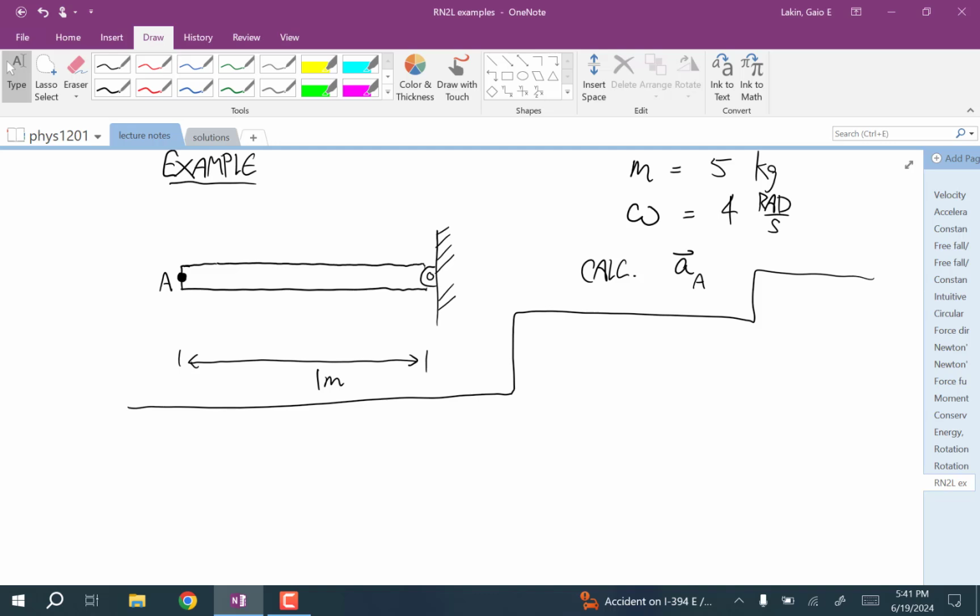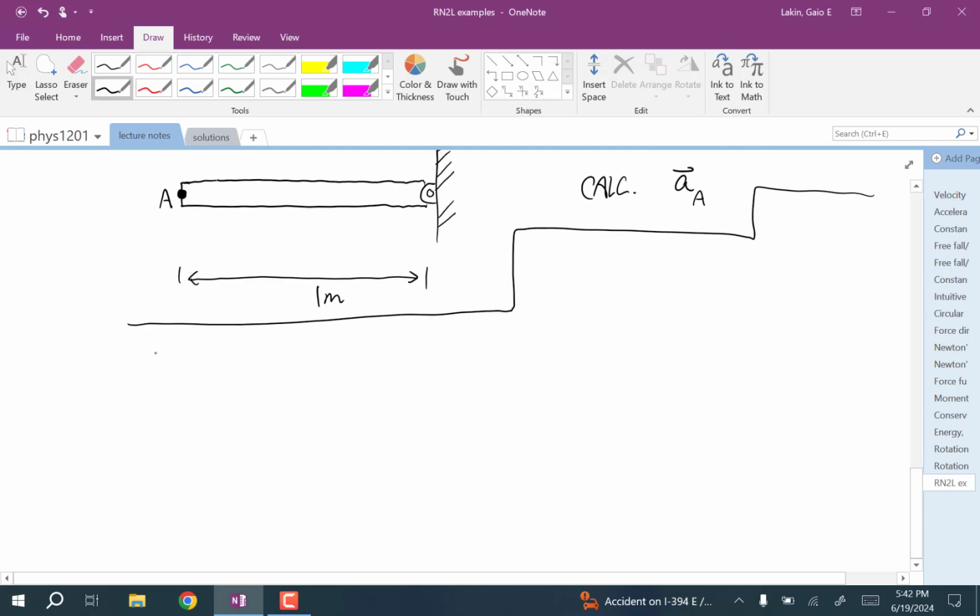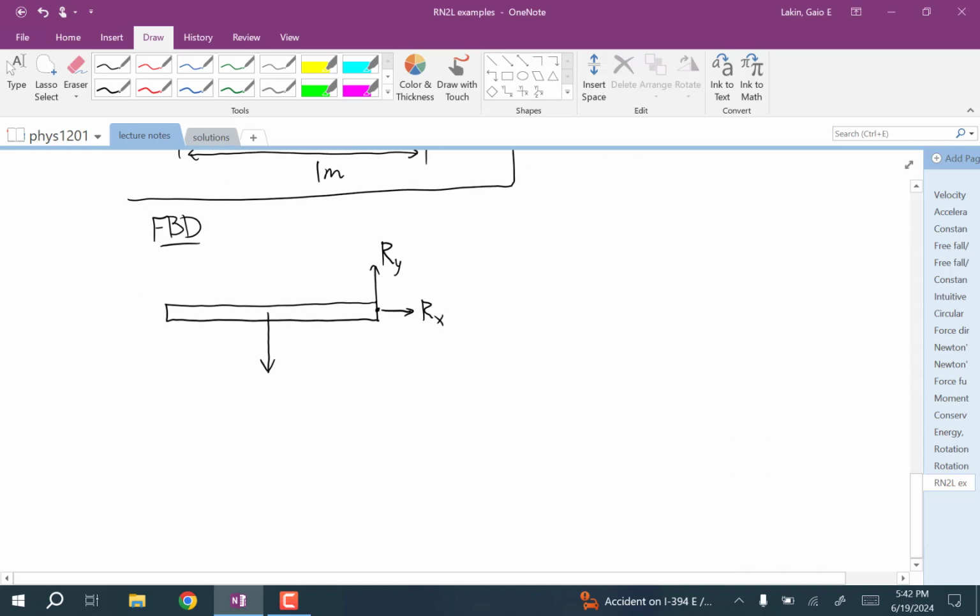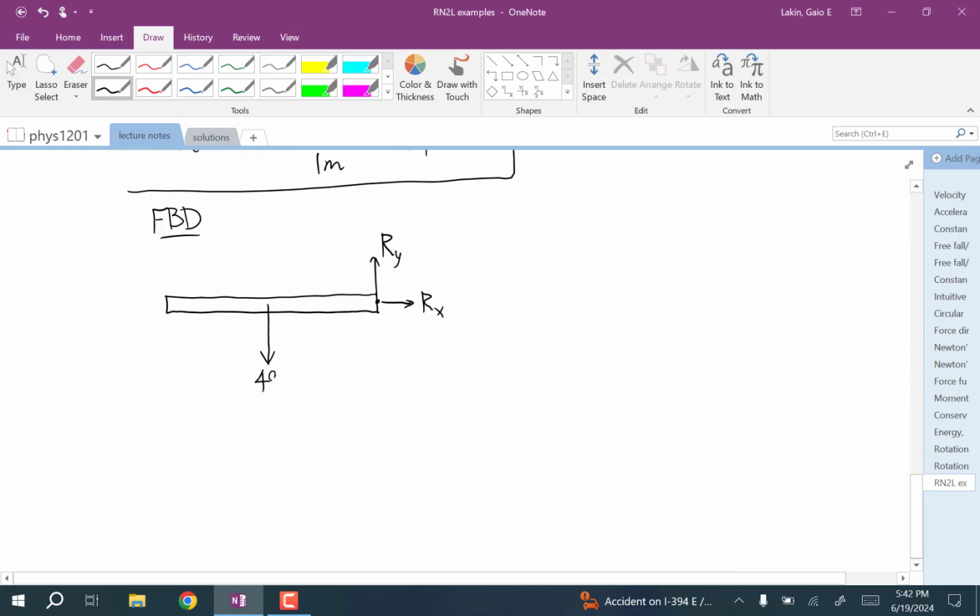Okay, so the first thing we're going to do, again, is use rotational Newton's second law to calculate the angular acceleration. And so I'll start with a free body diagram. Over here, we have our 2 unknown forces. Those are applied to the beam by the hinge. And then in the middle, we have the weight force, and that is 5 kilograms times 9.8, so 49.0.